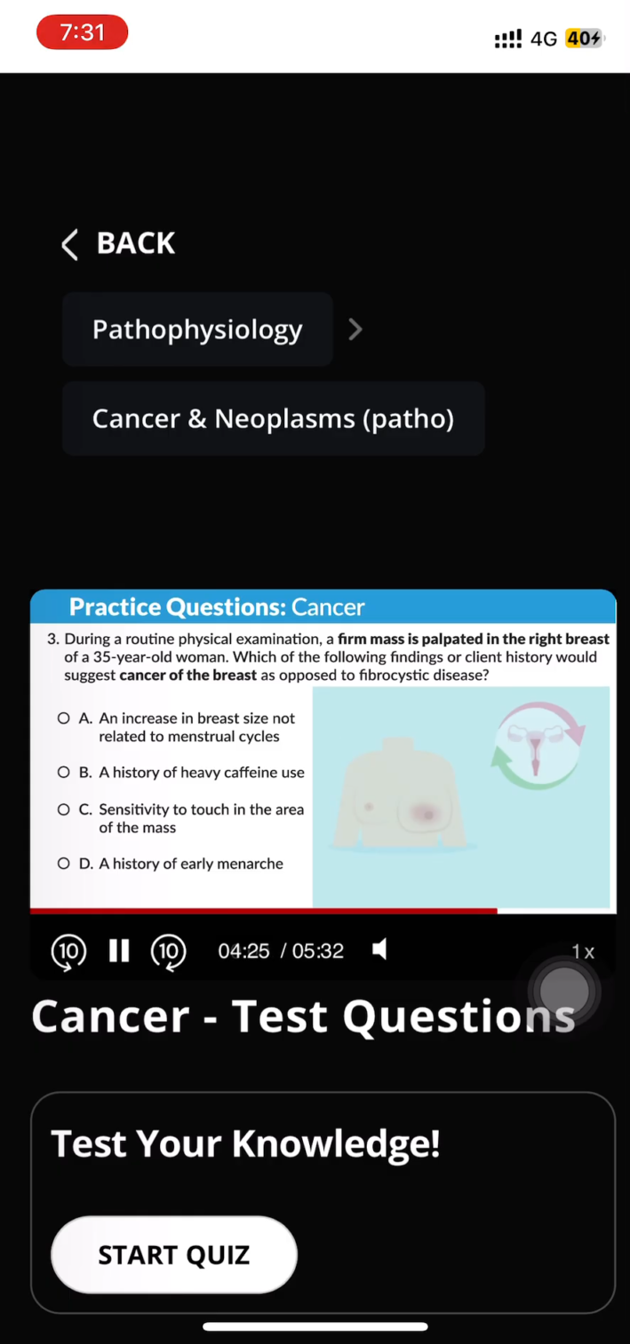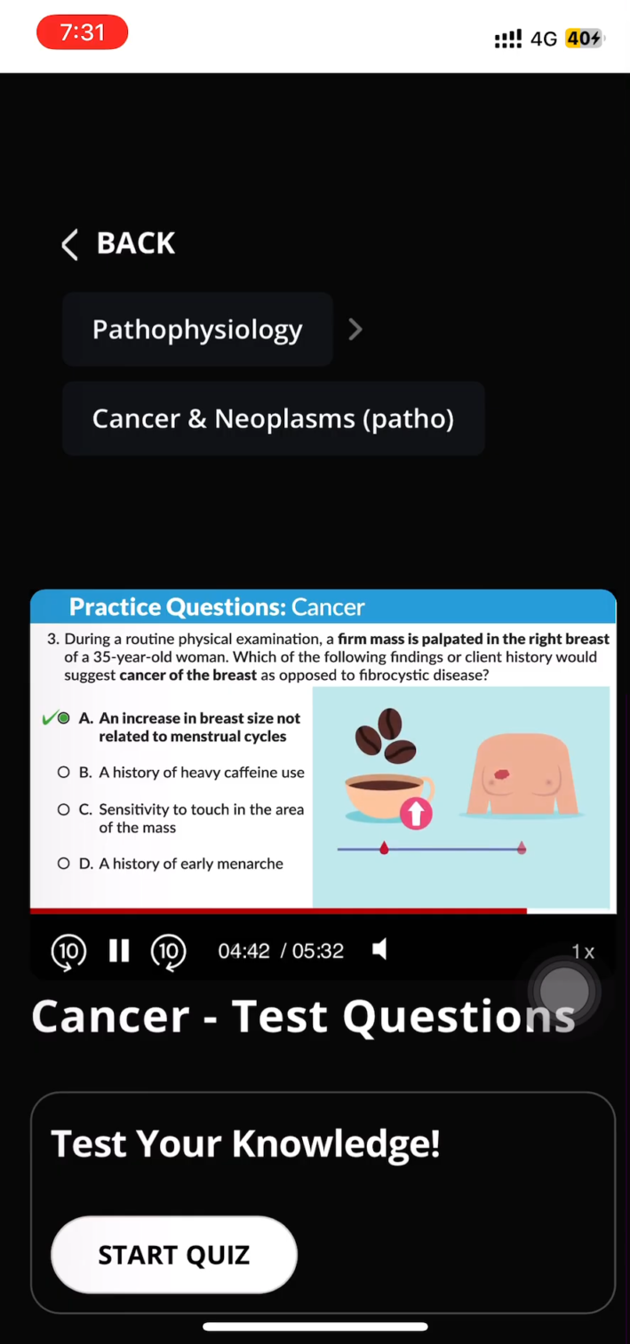So option A, an increase in breast size not related to menstrual cycles. Yes, this is correct. This is a huge indicator of malignant cancer, so it must be reported that breast changes are not related to menstrual cycles. Now, option B, a history of heavy caffeine use. No, this is completely wrong. This is not related to malignant cancer. Rather, the use of alcohol and smoking is.